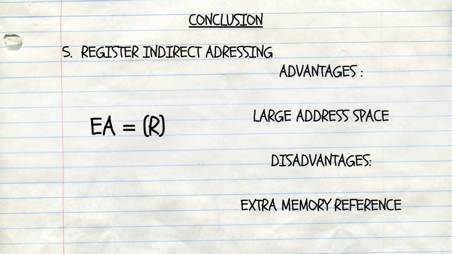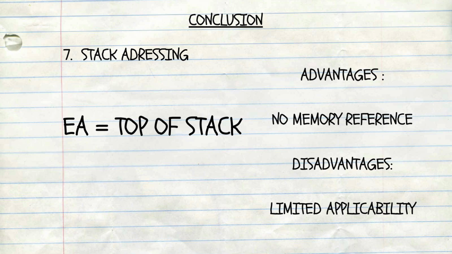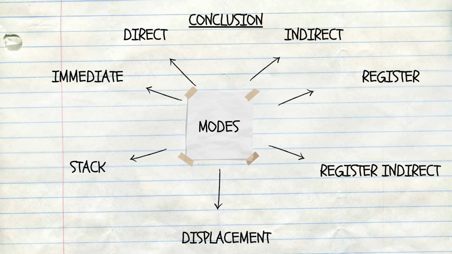Register indirect addressing uses registers as pointers to access a large address space, though it adds the overhead of extra memory references. Displacement addressing is highly flexible, combining base and offset addressing. However, it can be complex to implement. Stack addressing operates at the top of the stack, avoiding memory references but being limited in its use. These addressing modes form the foundation of how computers access data. Each mode has its unique strengths and limitations, tailored for different applications.